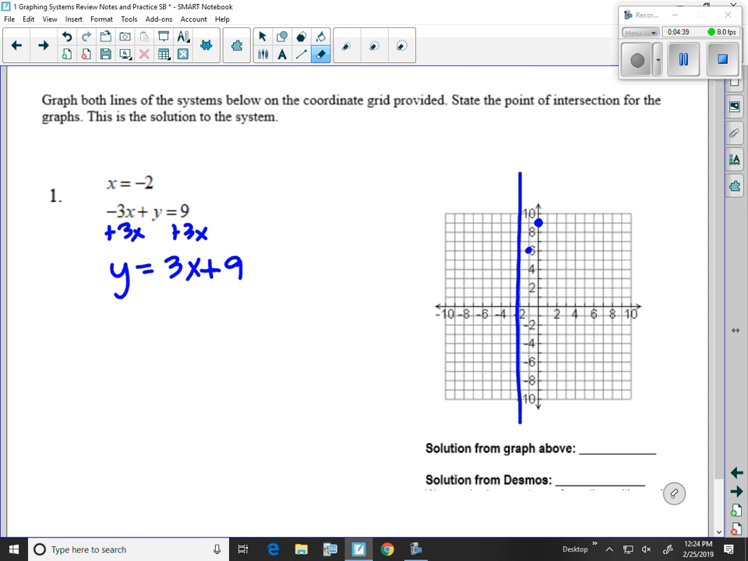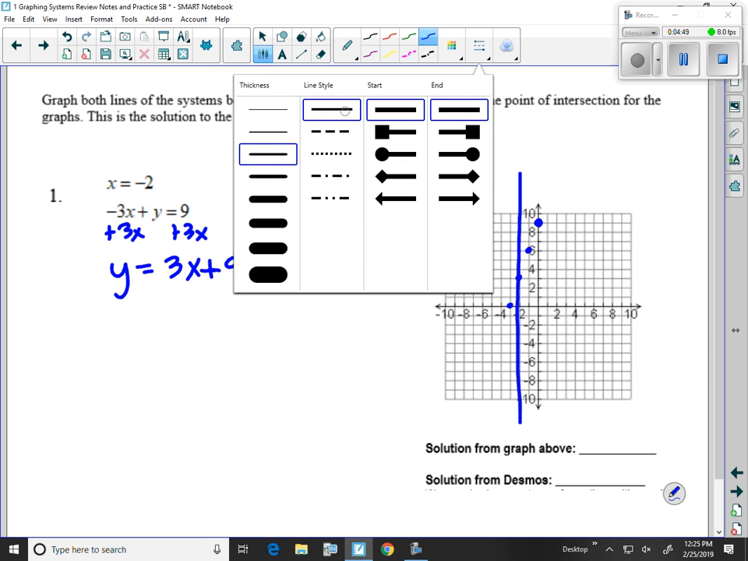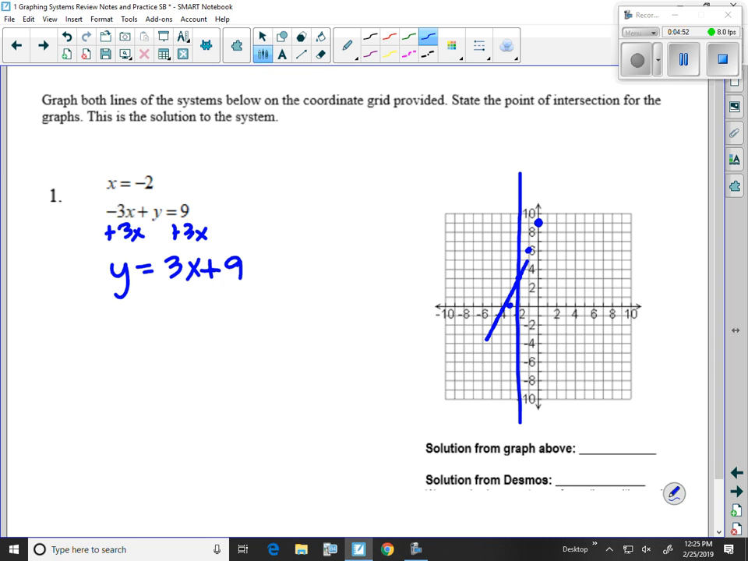Remember, I want my line to be going up from left to right. Why do I know that? Because the slope is positive. You shouldn't have to draw too many points before you see where those two lines are going to intersect.